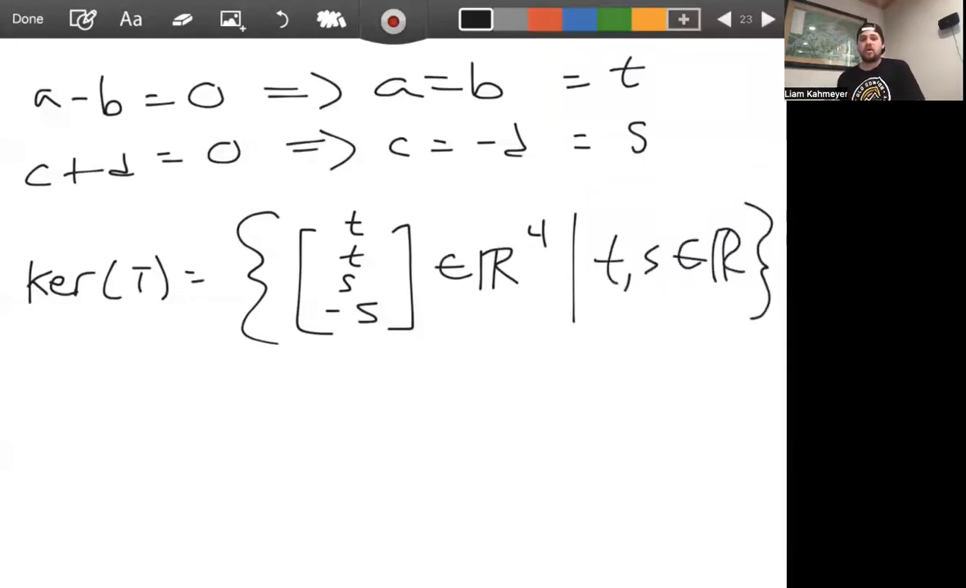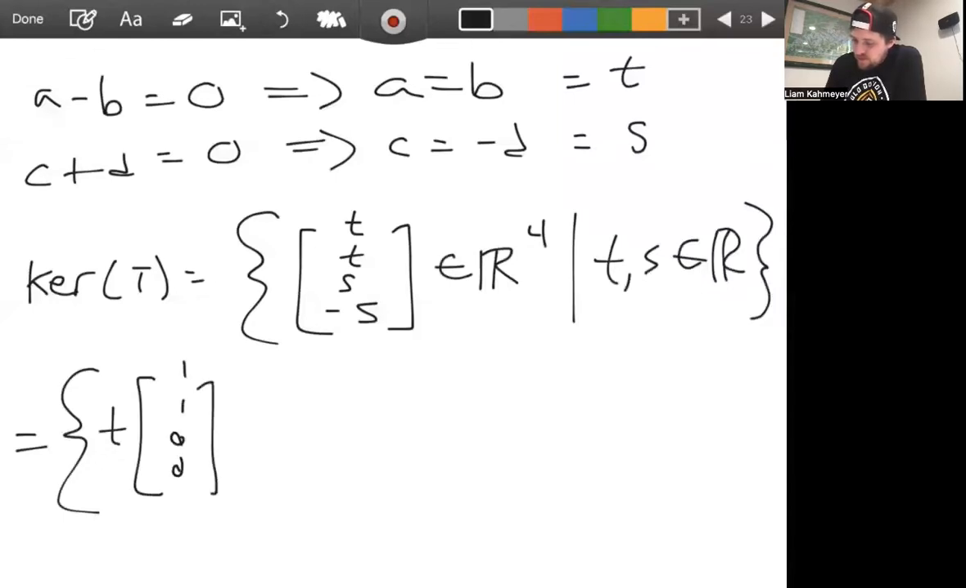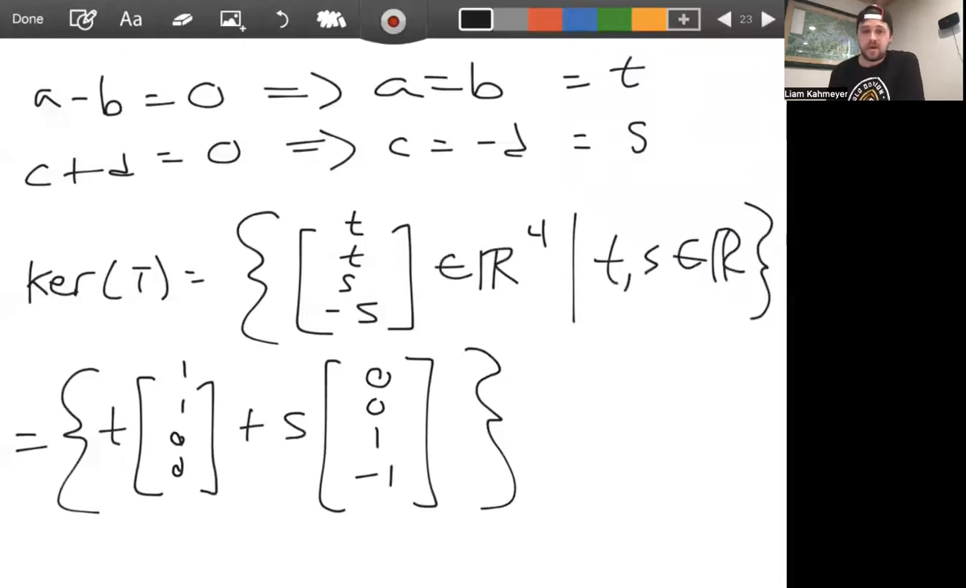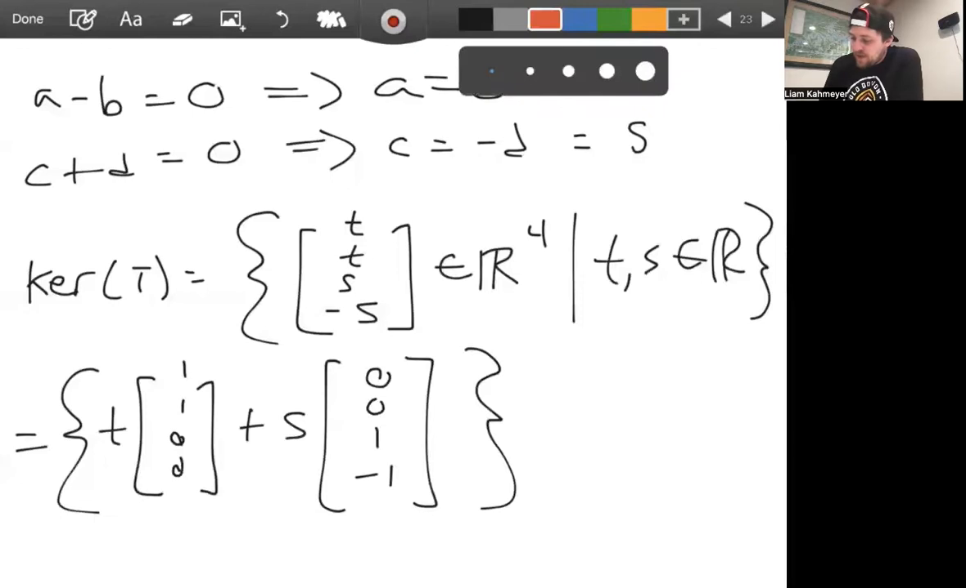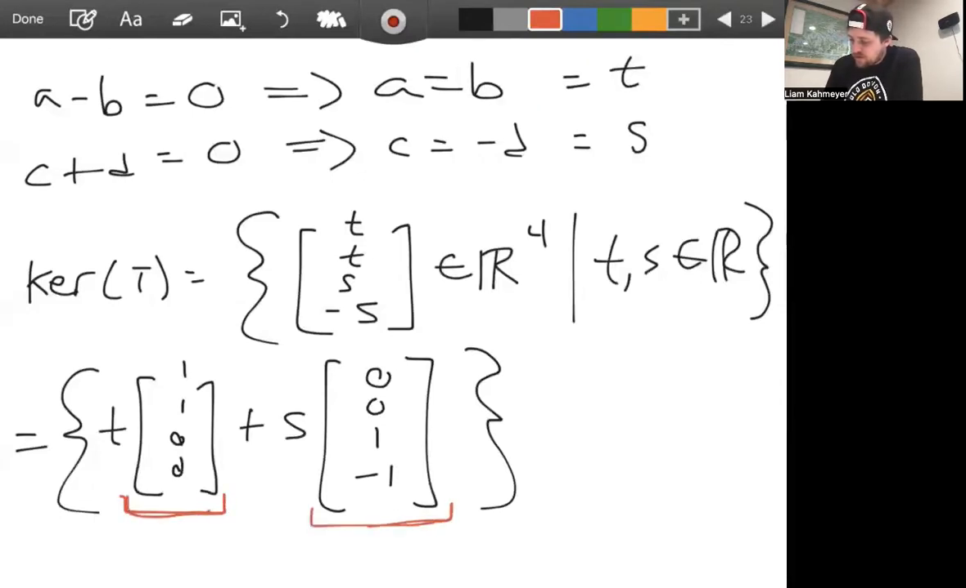The kernel is a collection of all of these vectors. Well, we can write this as T times (1, 1, 0, 0) plus S times (0, 0, 1, negative 1). And now we've found a basis for the kernel, right? Or a spanning set. And these are clearly linearly independent, so it's a basis, right? Because every element in the kernel can be expressed as a linear combination of these two vectors.